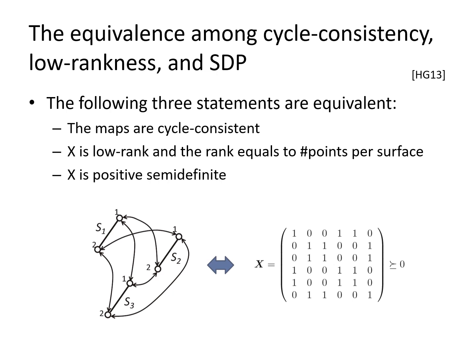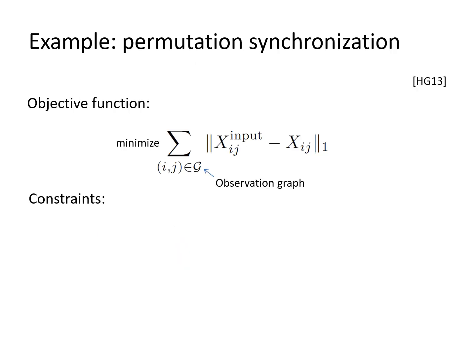So this is really a nice view that combines graph theoretical properties like combinatorial constraints such as cycle consistency. On the other hand, we have matrix representations of maps, and cycle consistency is equivalent to some simple property, positive semi-definite, something that sounds very familiar if you are familiar with convex optimization. So this motivates the following formulation for permutation synchronization.